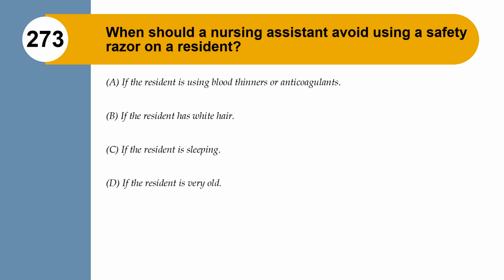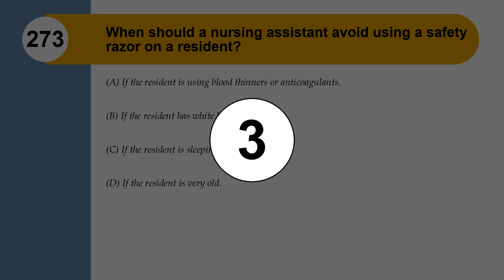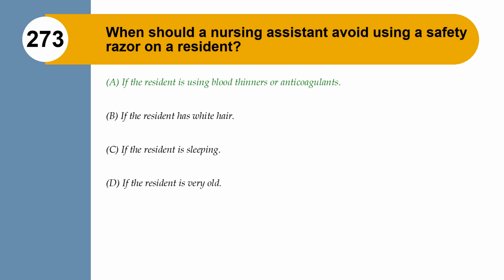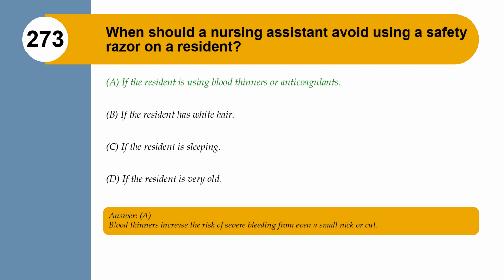Question 273. When should a nursing assistant avoid using a safety razor on a resident? Option A, if the resident is using blood thinners or anticoagulants. Option B, if the resident has white hair. Option C, if the resident is sleeping. Option D, if the resident is very old. The correct answer is option A, if the resident is using blood thinners or anticoagulants. Explanation: blood thinners increase the risk of severe bleeding from even a small nick or cut.